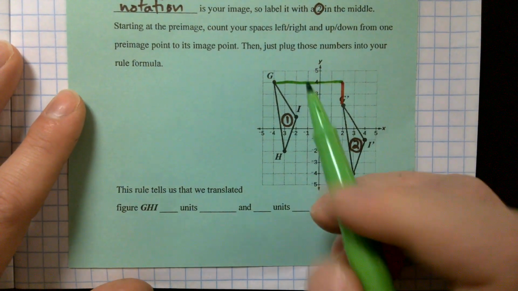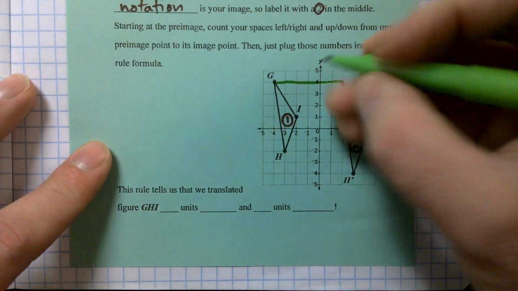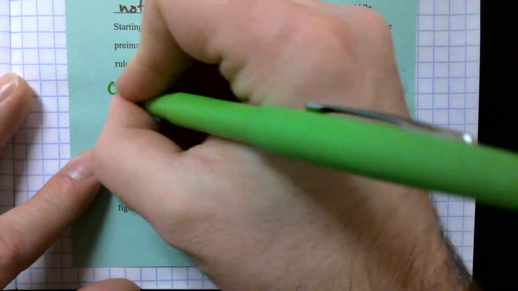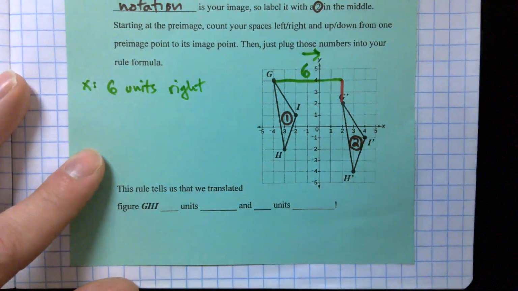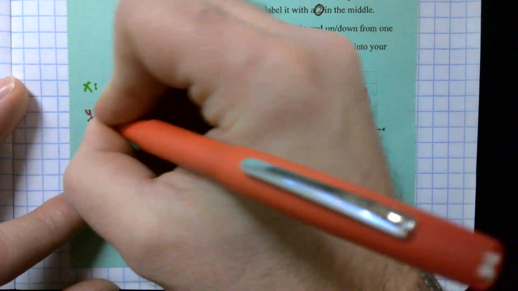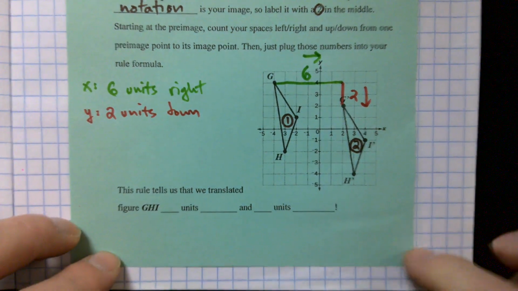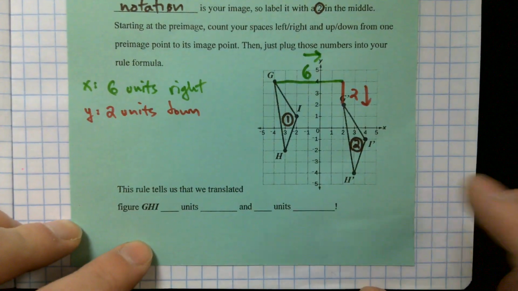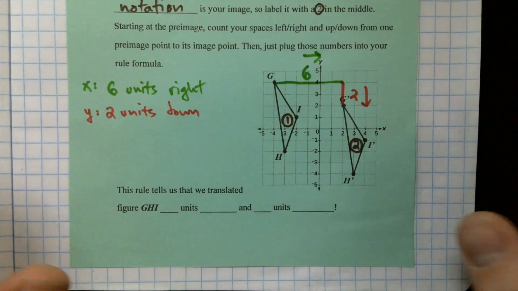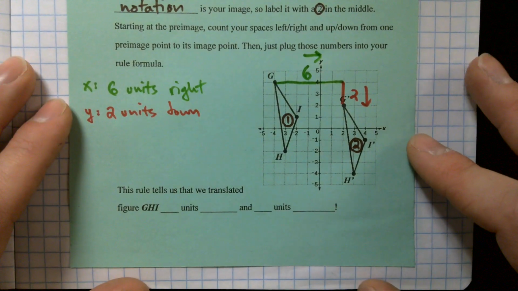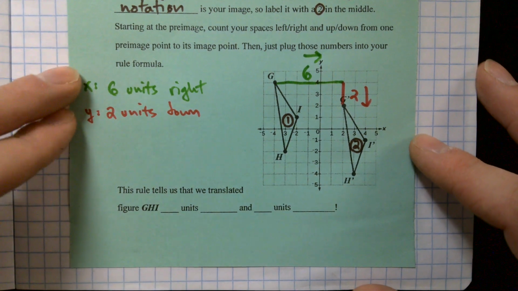Now, just like yesterday, we've got to count. How many spaces does it look like I have to go to the right here? 6 to the right. 6 units right. And yep, absolutely, 2 units down. Everybody with me so far? Yes. Okay, pretty straightforward, hopefully? Yes. Good. So we understand what the movements are.